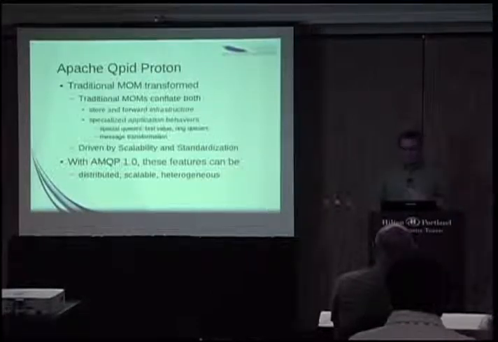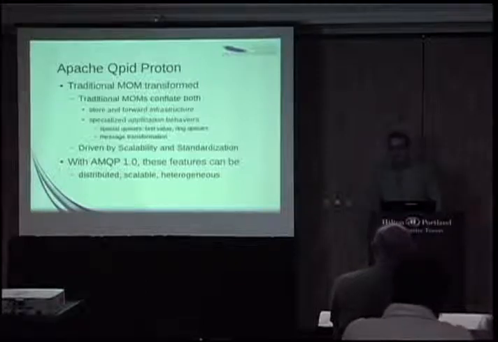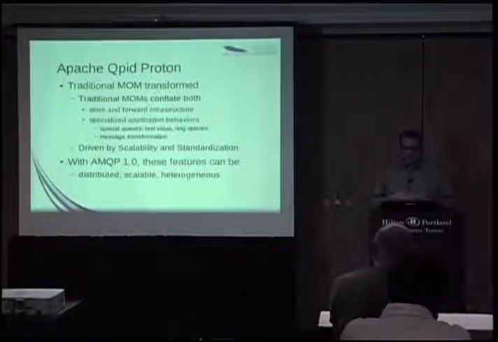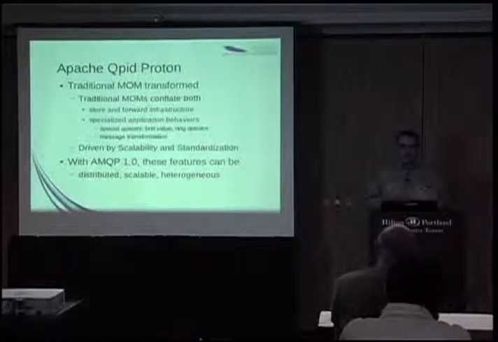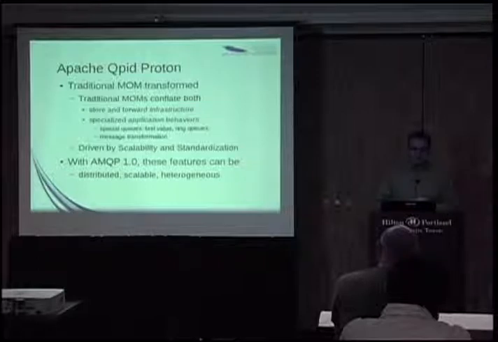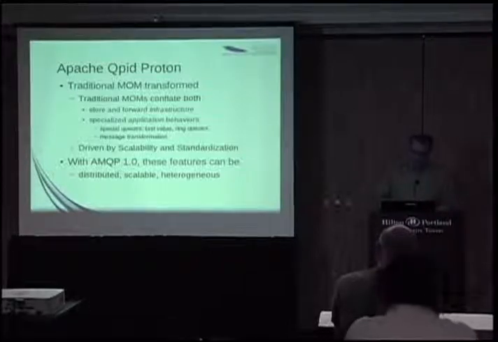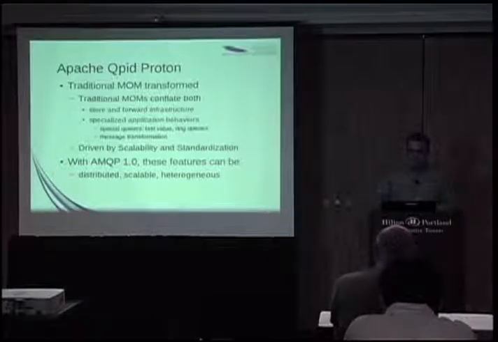And one of the reasons Proton is valuable, and we hope to see in the ecosystem: in the traditional MOM world, you tend to get very specialized application behaviors built into queues. So this conflates the application logic with the store and forward infrastructure. You get things like last value queues, ring queues, message transformation. I think I've even heard of a sorted queue implementation used in one particular business, which is pretty much, at that point, you wonder why you aren't using a database and just speaking to it via AMQP.